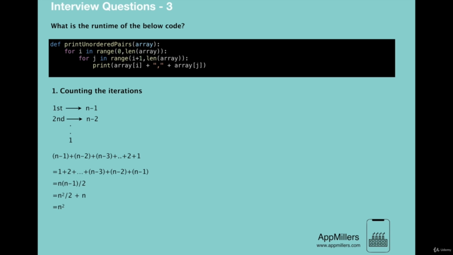Now let's look at the second way. The second way to find the time complexity for this method is called average value. Here we know that the outer loop runs n times. Now the question is, how many steps does the inner loop run? For each step of the outer loop, the runtime of the inner loop varies. But here we can think about the average iteration.